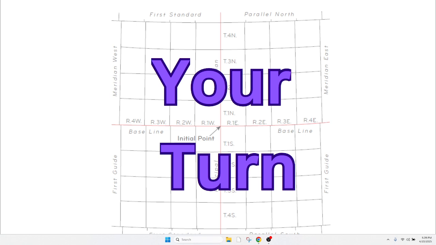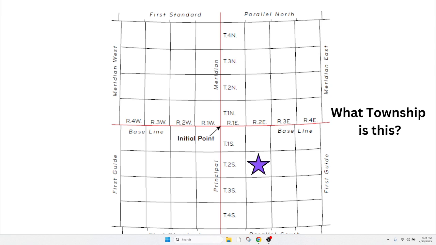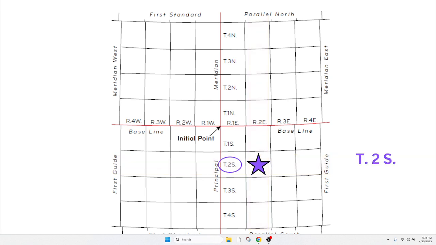Now it's your turn. What township is the purple star in? It's identified by its relationship to the initial point. What is its township and range identification? It's Township 2 South, range 2 East.